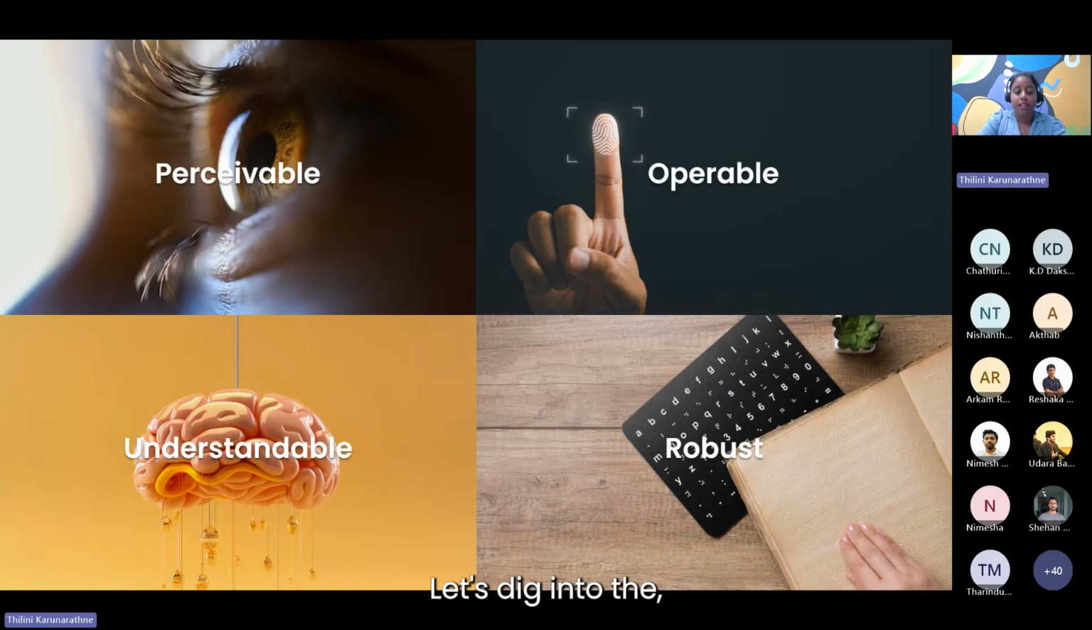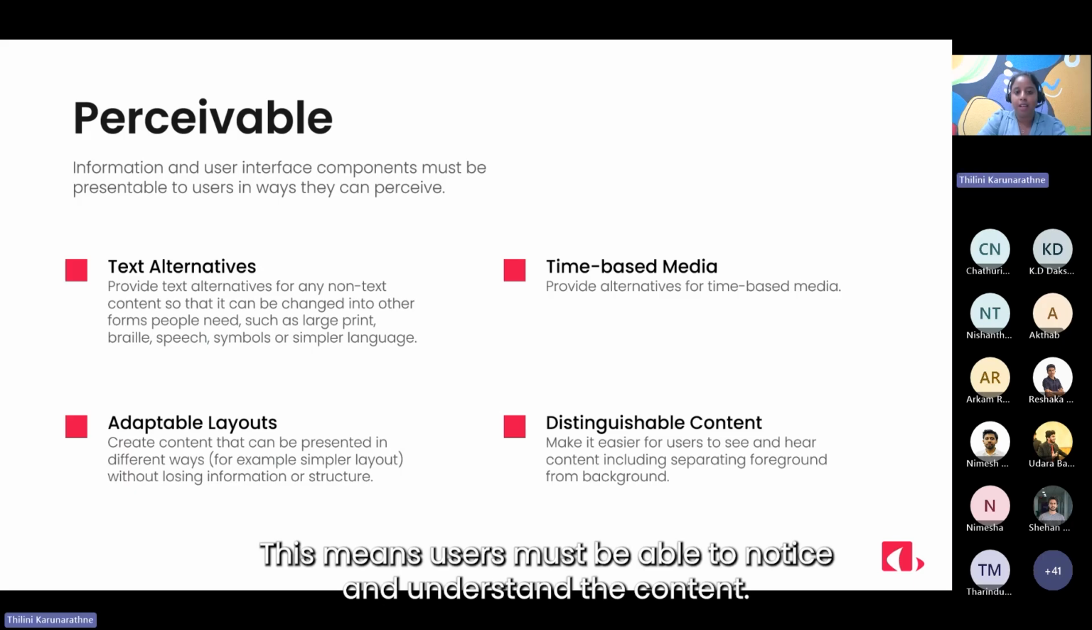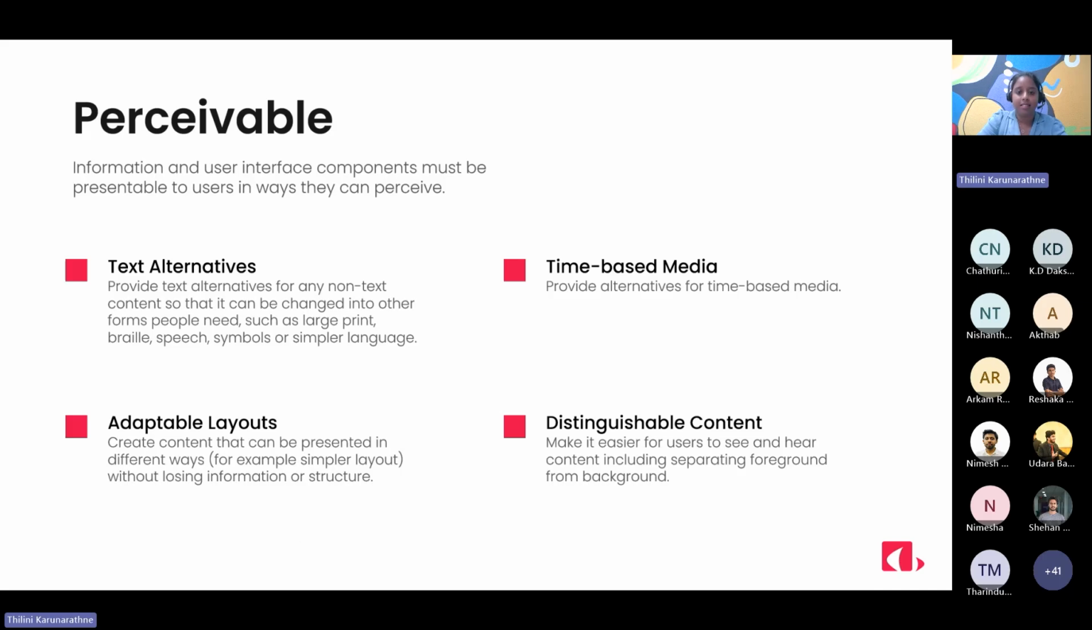Let's dig into the WCAG's four foundational principles. We call them POUR, which stands for perceivable, operable, understandable, and robust. Perceivable. In simple terms, easy to see. This means users must be able to notice and understand the content. Nothing should be hidden from their eyes, ears, or other senses.